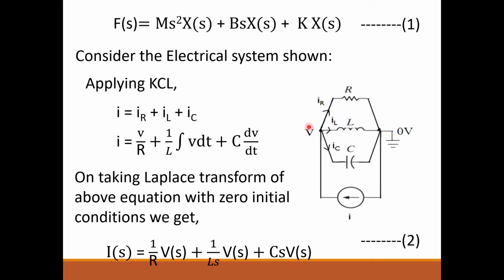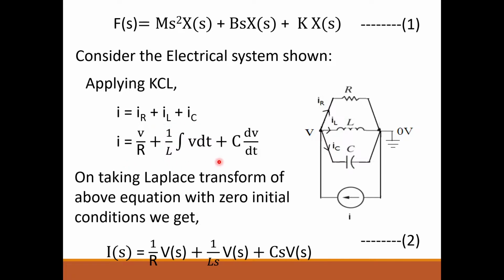Okay, so this is our node voltage V, and the current that is divided here in all these three branches. Source current is I, and the current flowing through R is IR, current flowing through L is IL, current flowing through C is IC. So applying KCL for the given circuit, what is I? I is equal to IR plus IL plus IC.